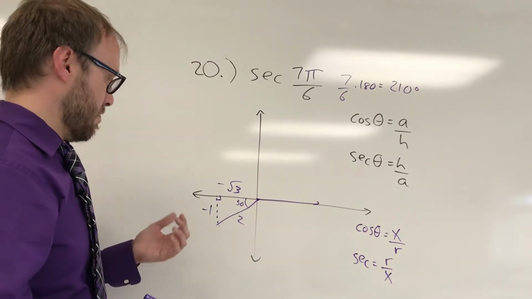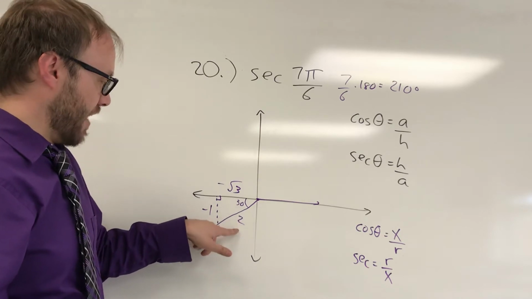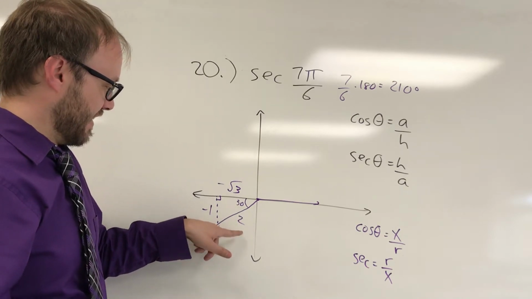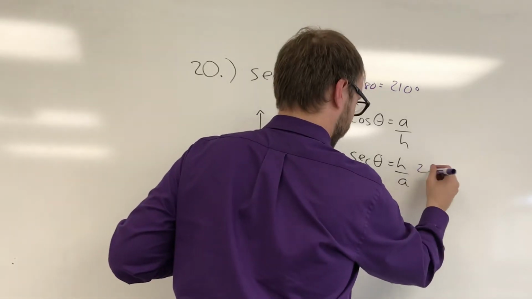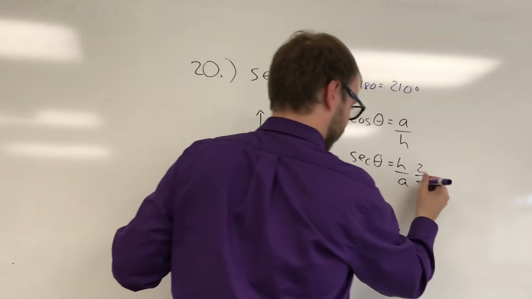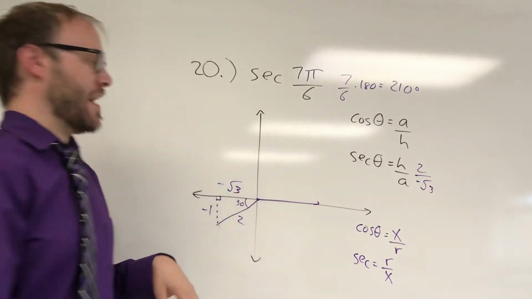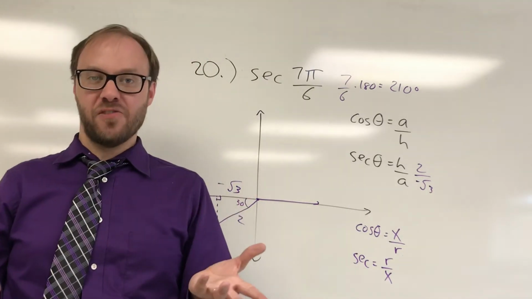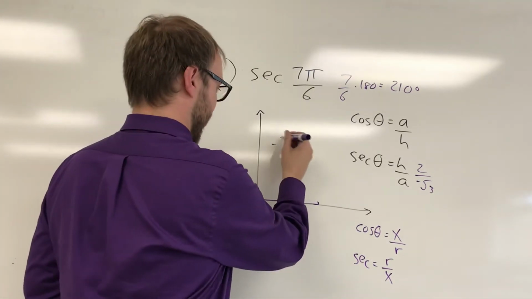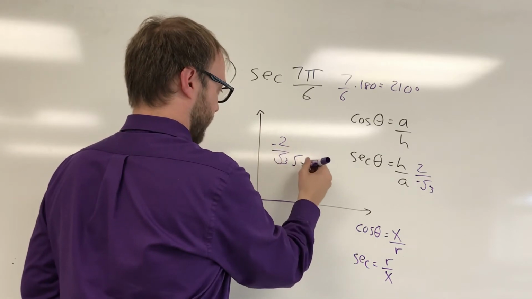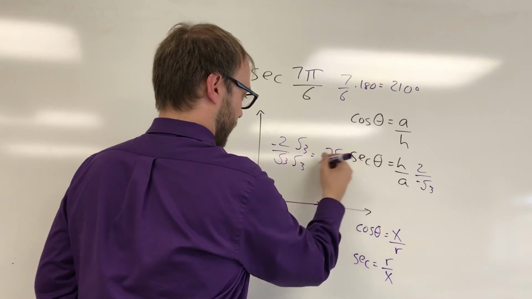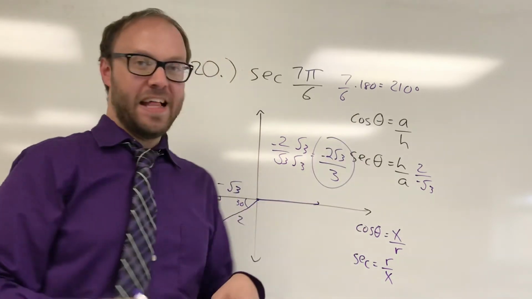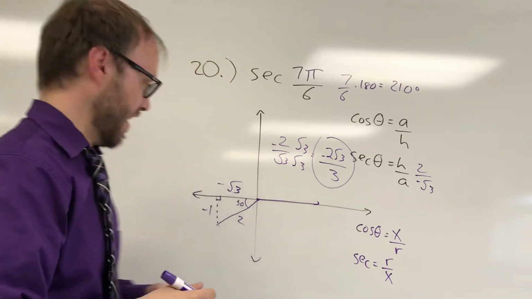So for the secant, just pop in the hypotenuse and the adjacent side, and hypotenuse is 2, and the adjacent side is negative radical 3, okay? It is best if you try to rationalize the denominator. So negative 2 over radical 3, multiply the top and bottom by radical 3, should get negative 2 radical 3 all over 3, okay? A little bit better form of the final answer there.